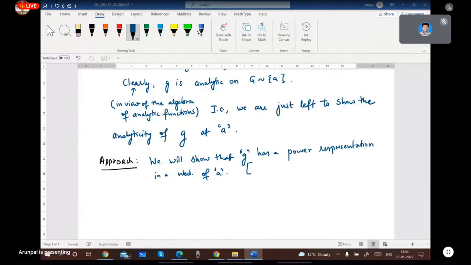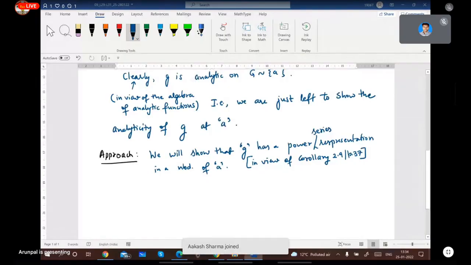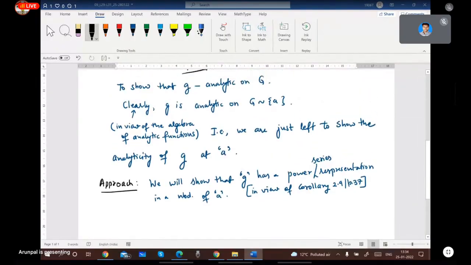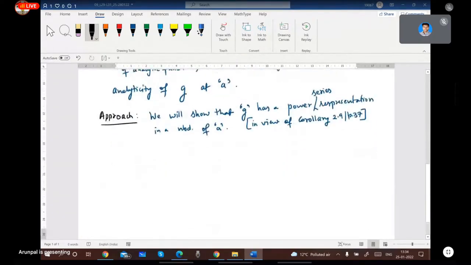Yeah, so if you want to note down the reference, in view of corollary 2.9 at page 37 of your book, it will be sufficient to show that G has a power series representation in a neighborhood of A. So finally, I am going to show you this. Once we have shown this, it will be established that G is analytic at A. The analyticity of small g at G minus A is just obvious using the algebra of analytic functions, and the proof will be complete. Okay.